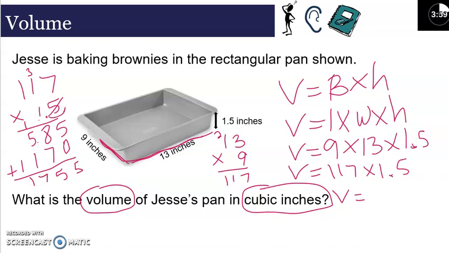Now remember I had a decimal here. I had one number behind my decimal, so I'm going to bring in one value in front of my decimal. So in this case, my volume is 175.5. And in this case, remember you want your units, so it's inches cubed or cubic inches.